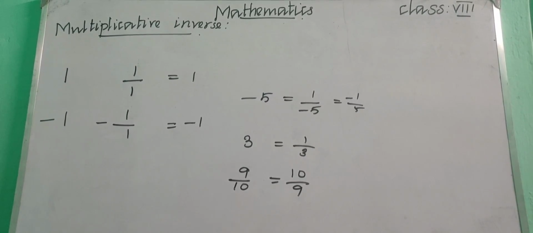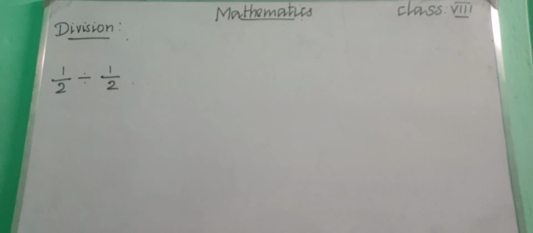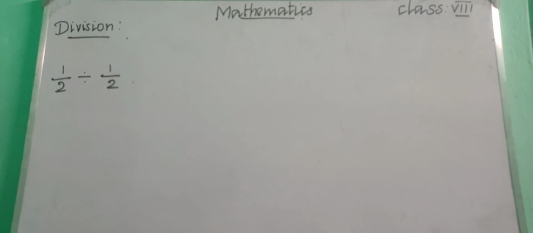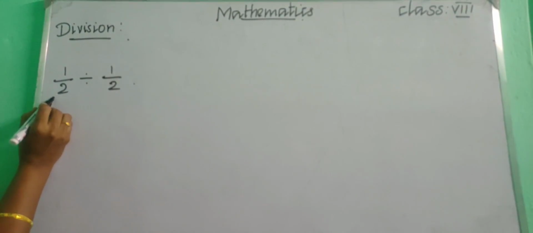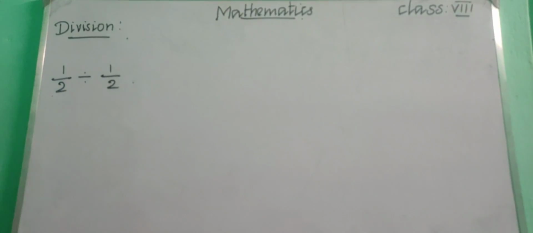Okay children, so the next topic we are going to learn is about division. Okay, division of rational numbers. Okay, let us see. So in division, let me give you an example. Okay, so I have given you two rational numbers. Okay, 1 upon 2 divided by 1 upon 2. So how will you divide?